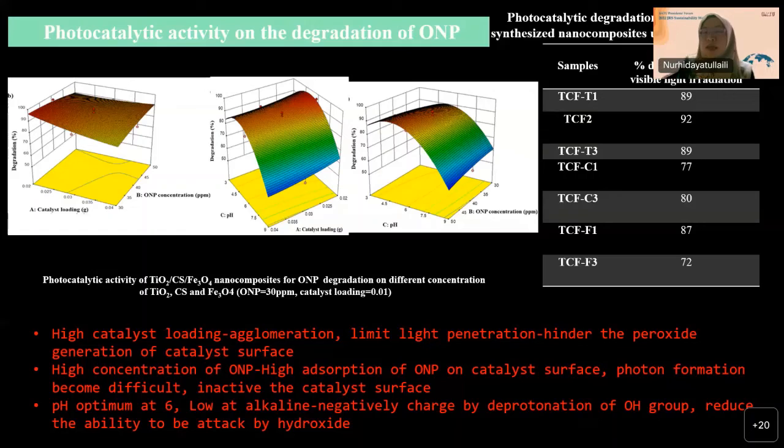And from the perspective of the pH, it shows that around pH 6, the optimum photocatalytic performance will be achieved. After pH 6, for example in the base medium, deprotonation of the OH group in the cytosine starts, which reduces the ability to be attacked by the hydroxide.